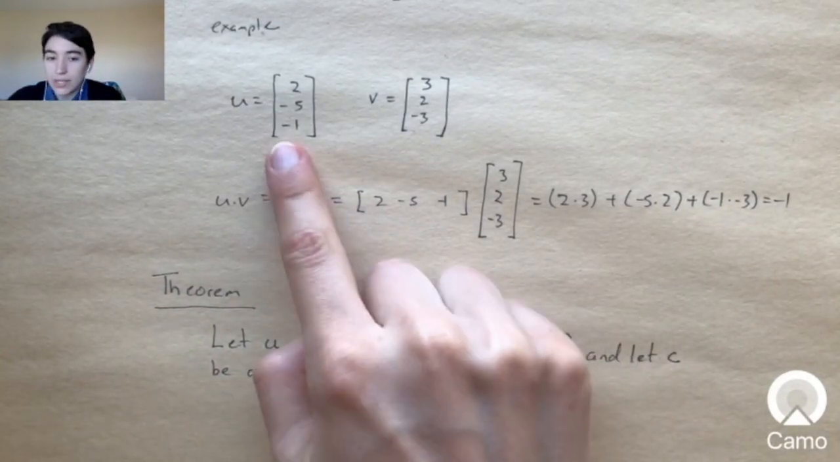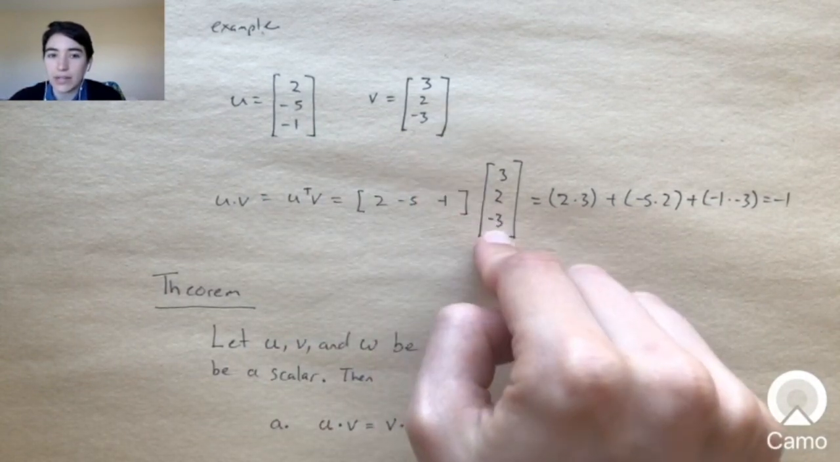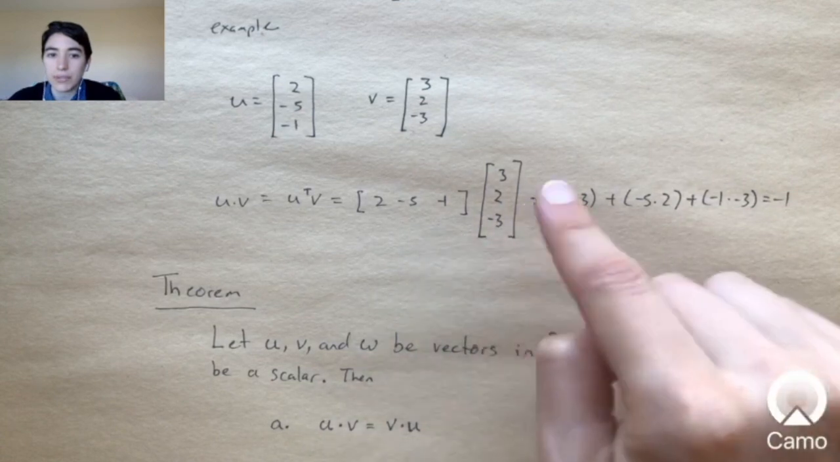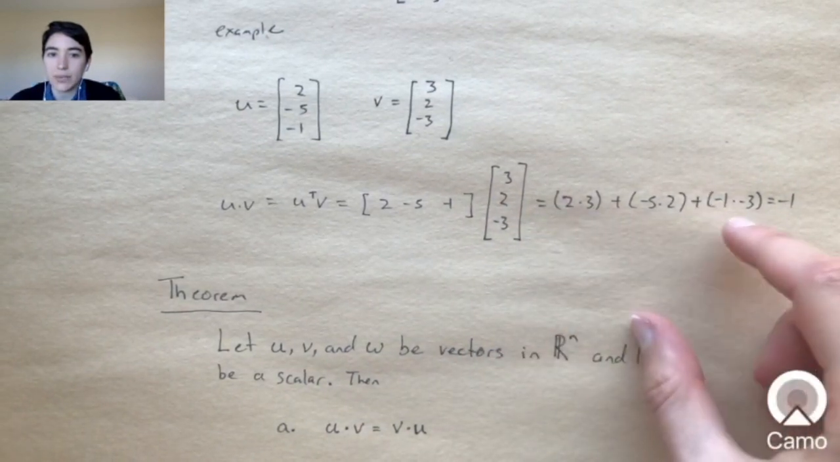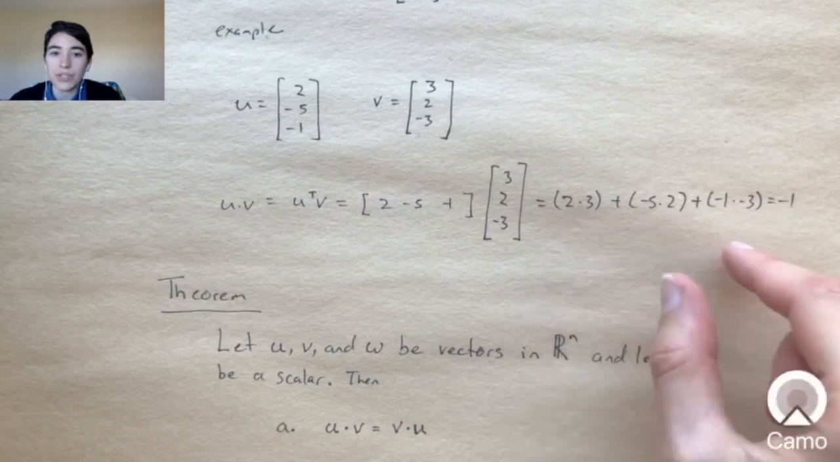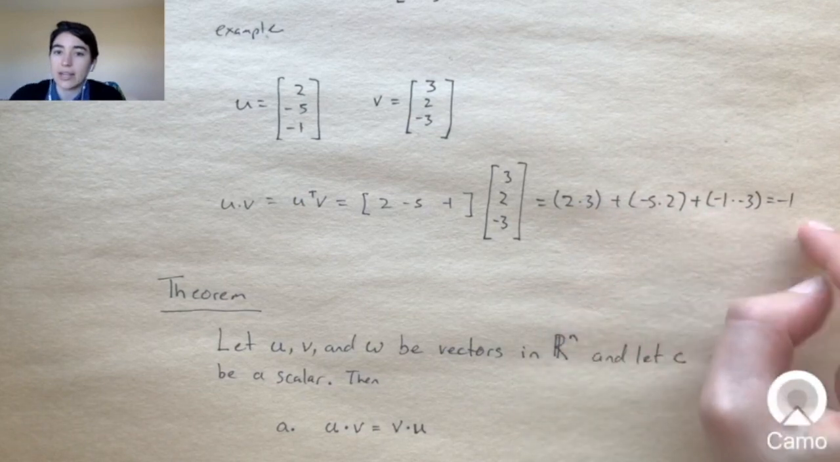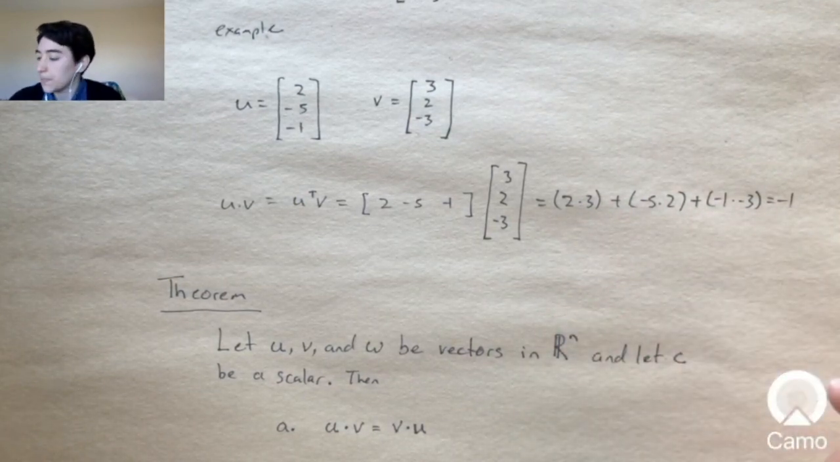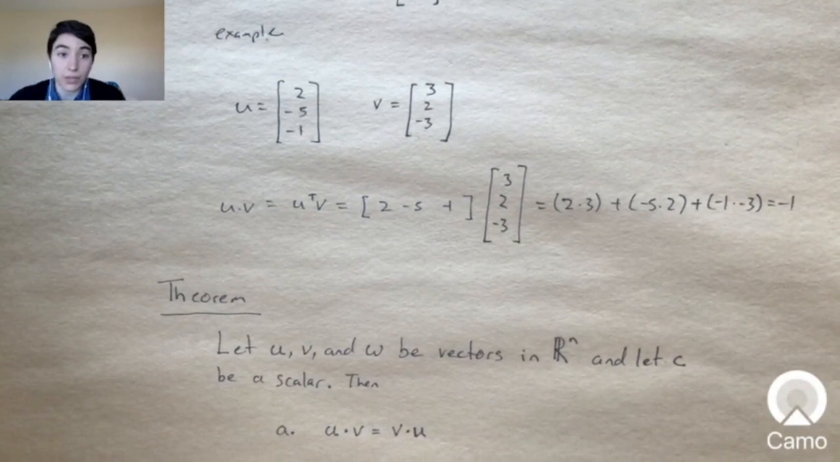So take u, transpose it, take v, copy it down, multiply them together, and what we get is first elements, second elements, and third elements multiplied together, and then the results of those added, and that is equal to negative 1. That is something we've seen a lot before, just maybe a slightly new terminology for it.